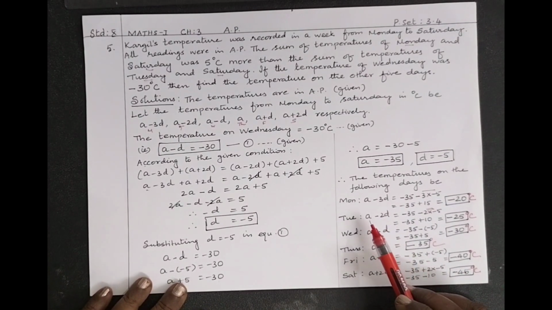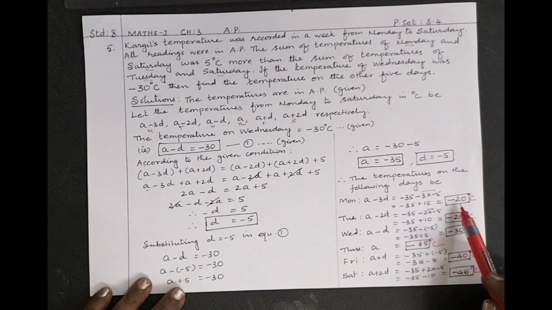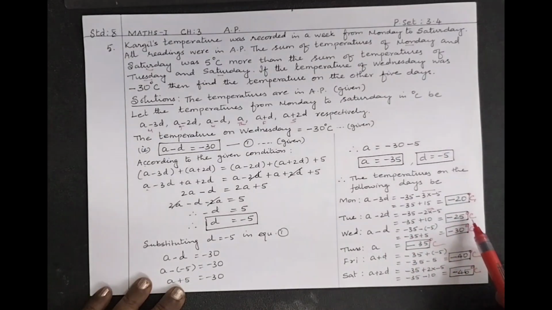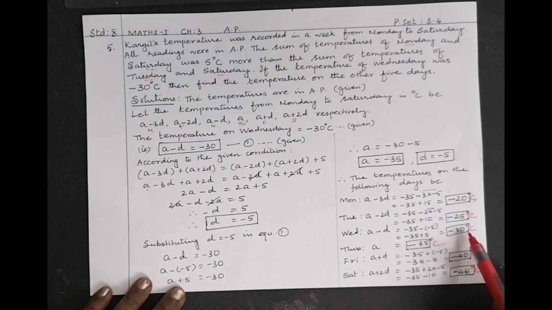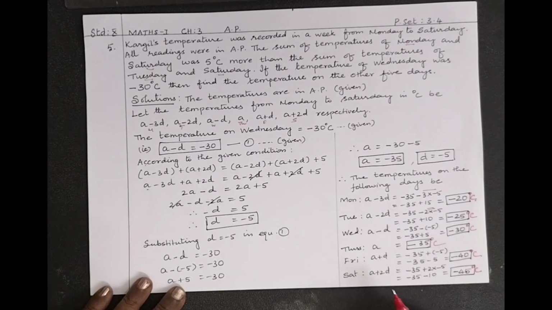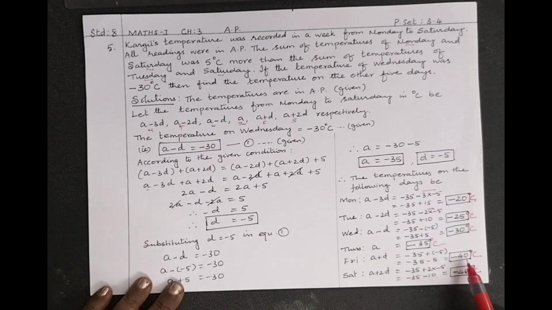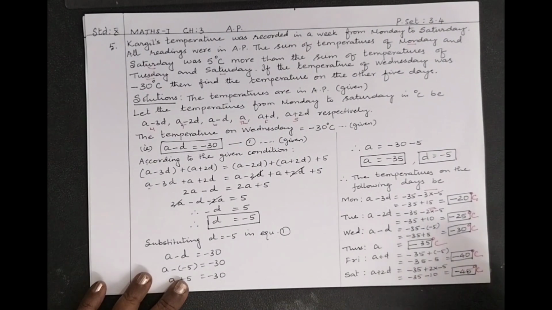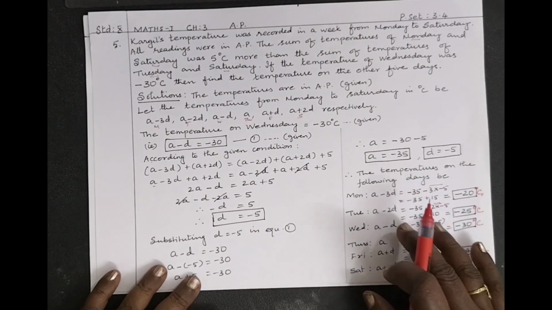Therefore Monday's temperature was minus 20 degrees Celsius, Tuesday's minus 25 degrees Celsius, Wednesday's minus 30 degrees Celsius, Thursday's minus 35 degrees Celsius, Friday's temperature was minus 40 degrees Celsius, and Saturday's temperature was minus 45 degrees Celsius.